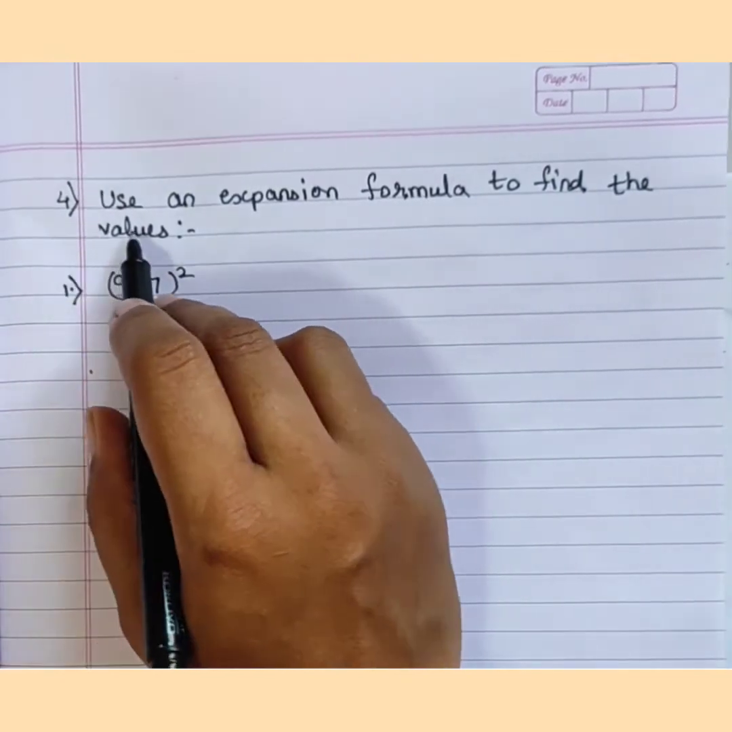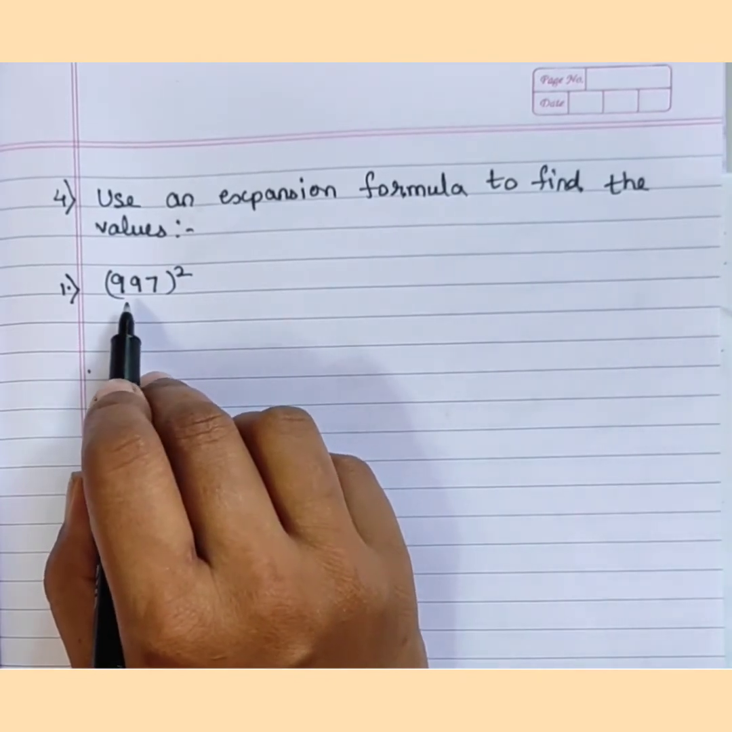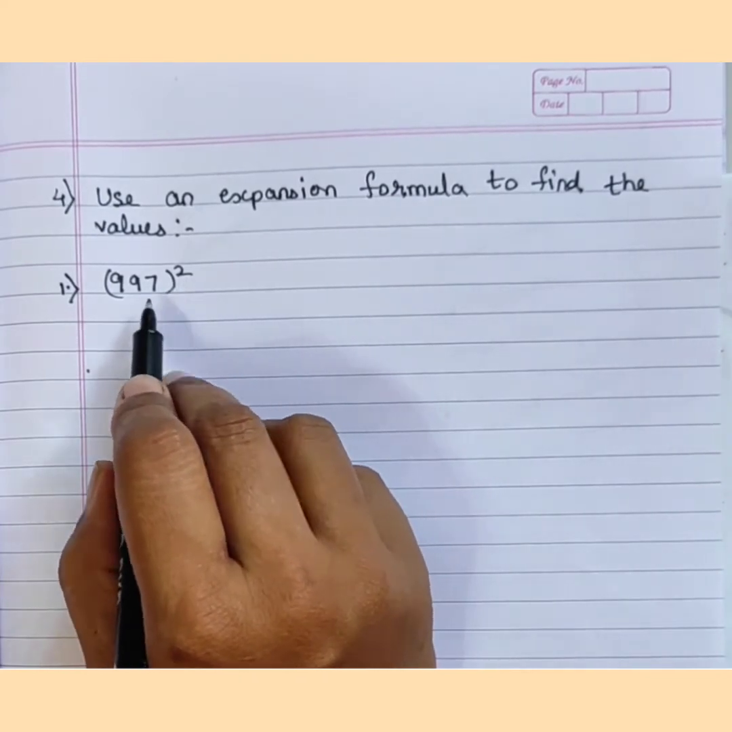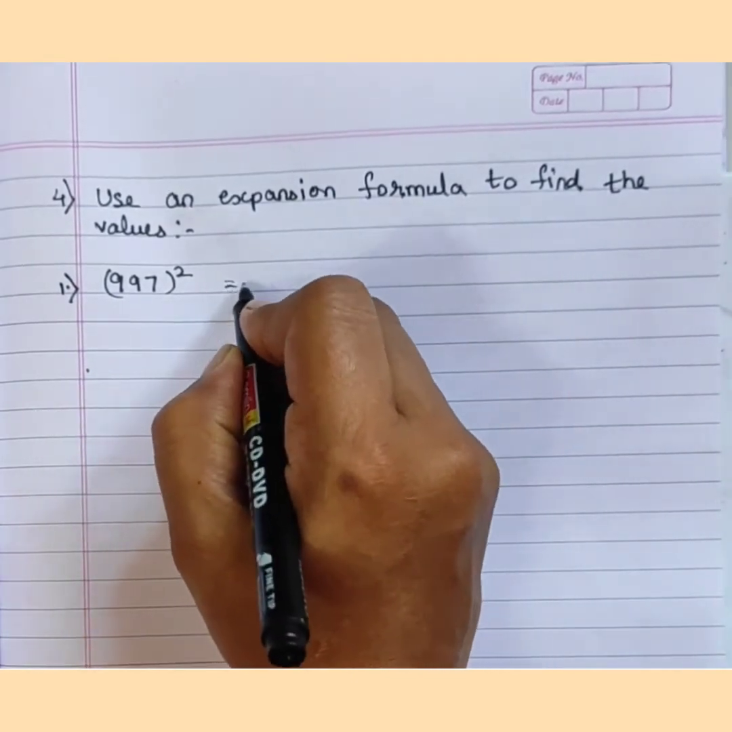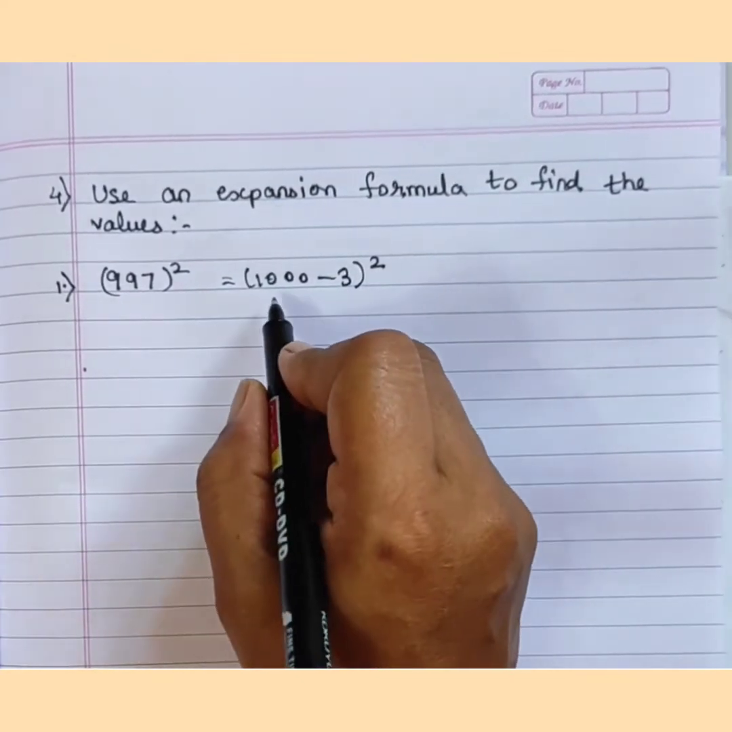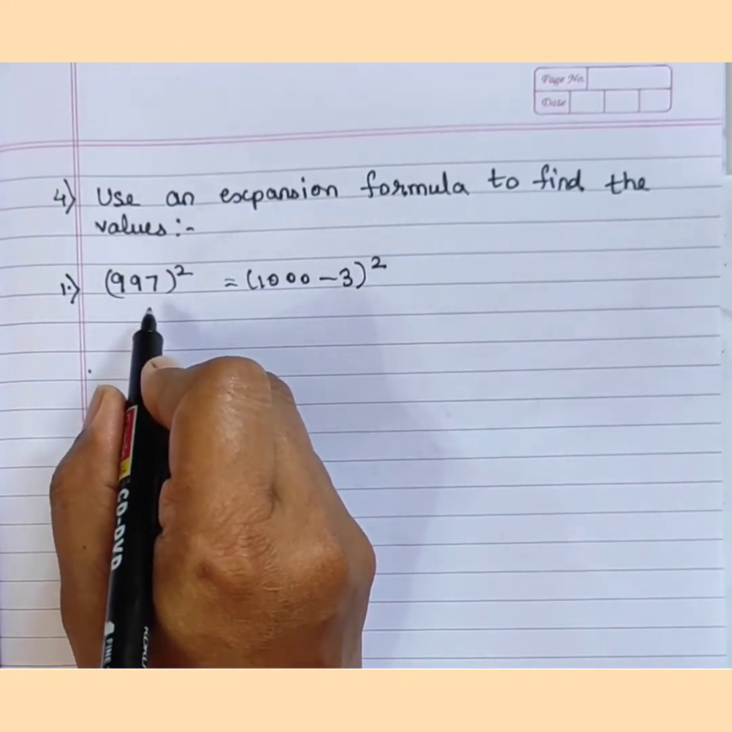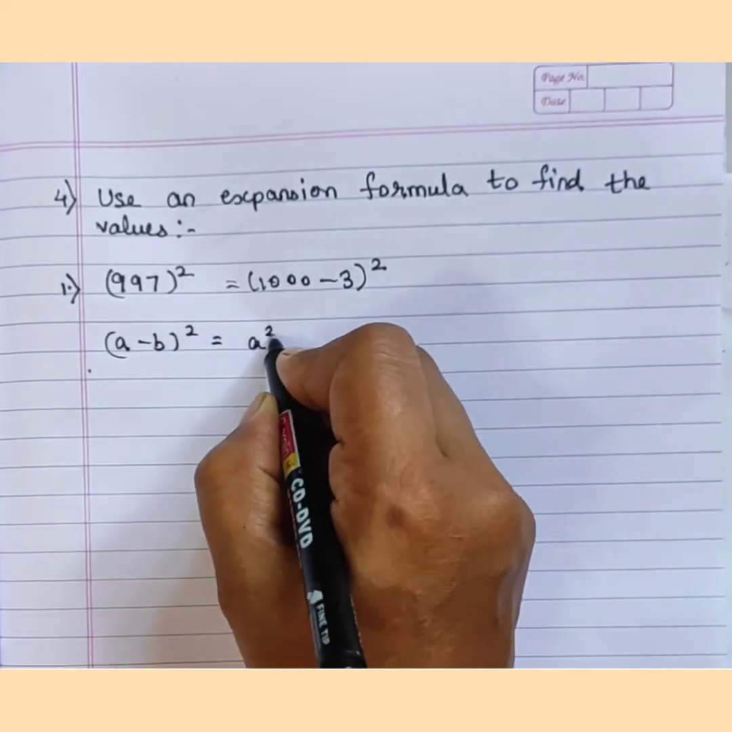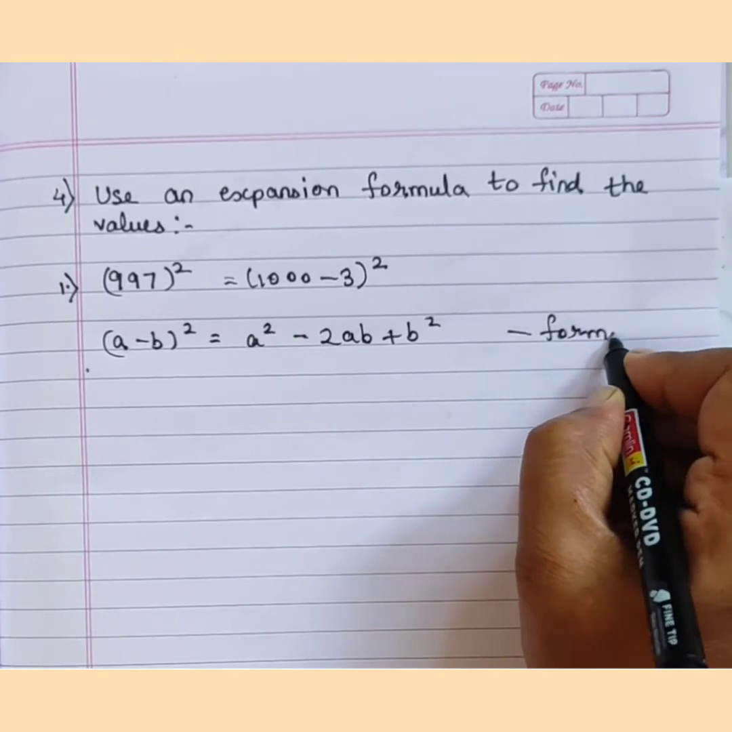Fourth question. Use an expansion formula to find the value. Now we have a number, that is 997 the whole square. Now using the expansion formula, we have to find the value for this number. Now we can write 997 as 1000 minus 3 the whole square. If you subtract 3 from 1000, you get 997. Now we know the expansion formula as a minus b the whole square is equal to a square minus 2ab plus b square. This is our formula.